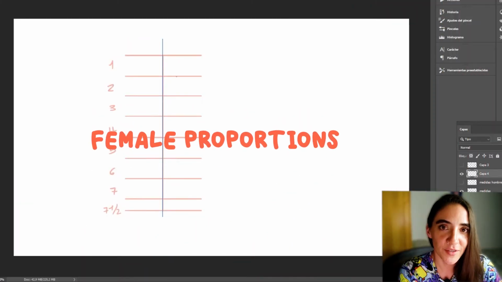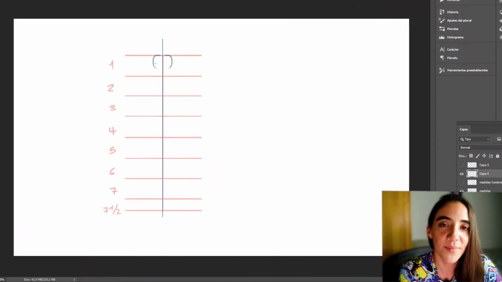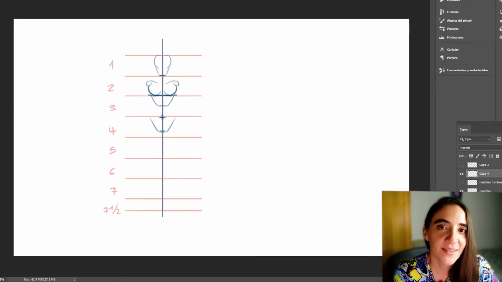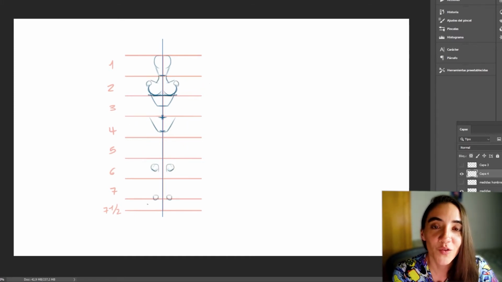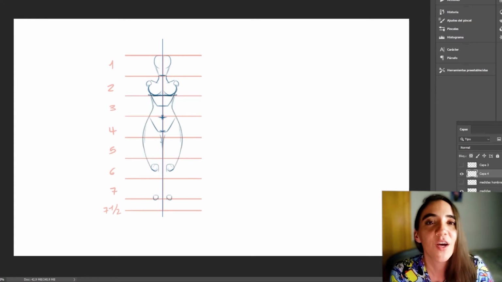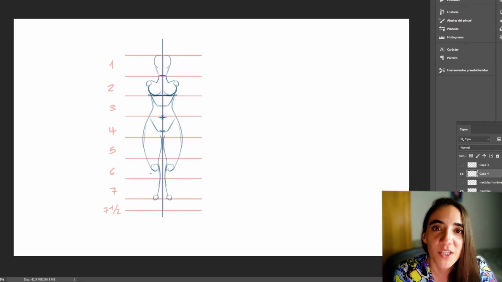Female proportions. An average female body is about 7.5 heads tall. 2 heads down from the top, we find the line of the nipples, so we can place the line of the rib cage a little bit lower. 3 heads down from the top of the body, we find the belly button, and almost 4 heads down from the top, just a little bit less than this, we find the pubic bone, which is a point of reference for half body.